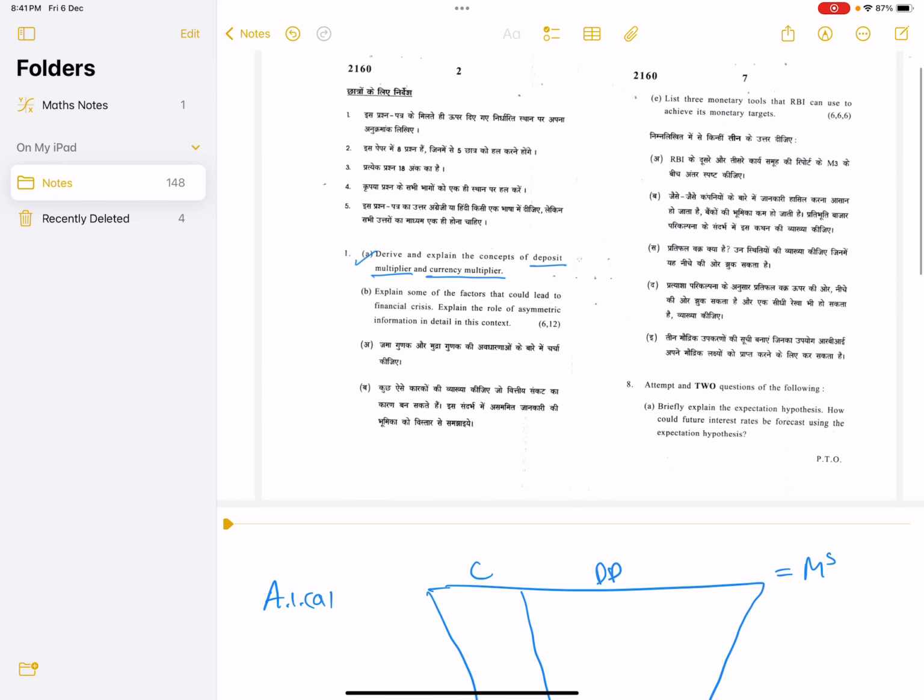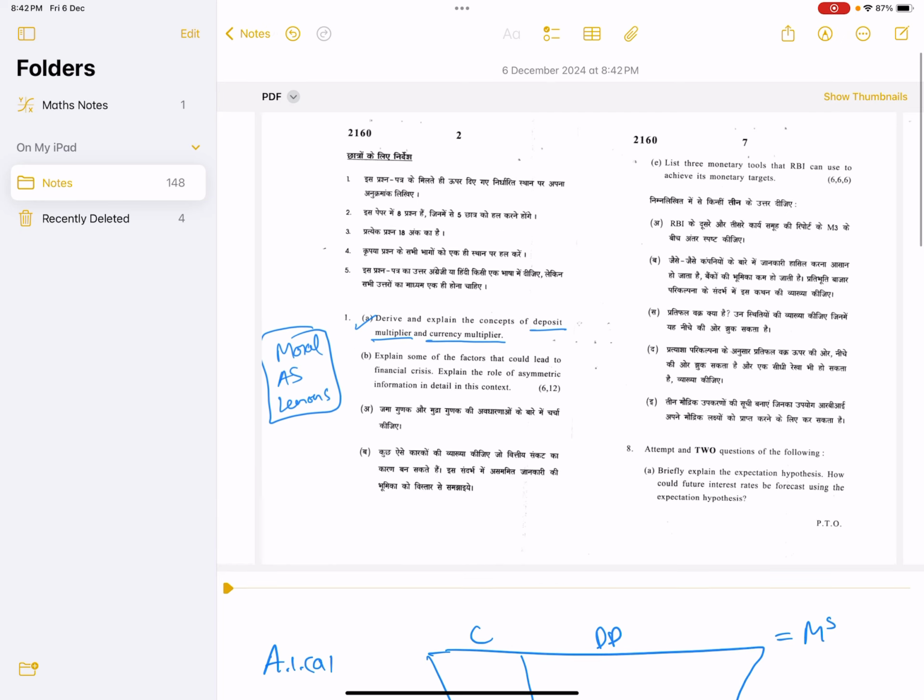Now coming to the second part, asymmetric information leading to financial crisis. I'll be discussing this later in this video. We will be talking about moral hazard, adverse selection, and then we'll discuss the lemons market.